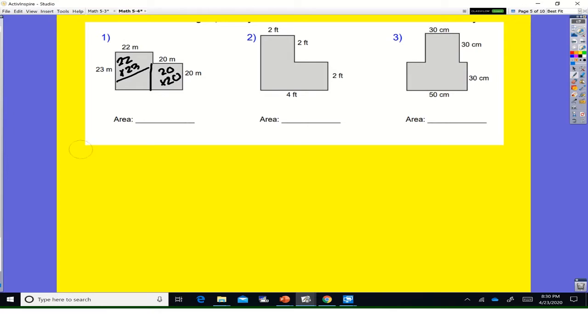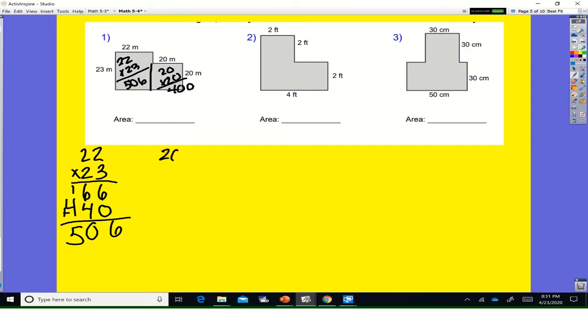Okay, so 22 times 23, 3 times 2 gives me 6, 3 times 2 again gives me 6. We add a 0 since we're moving place value. 2 times 2 is 4, 2 times 2 again is 4, and we add that up. 6 plus 4 is 10, that gives me 5. This gives me 506. Now 20 times 20 gives us 400.